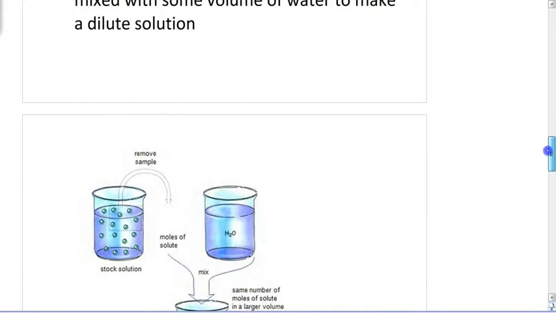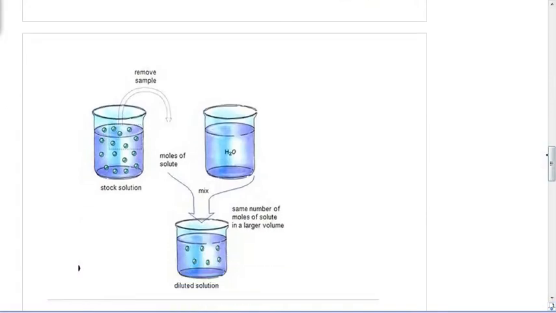But here's kind of a visual of what dilution is. So you take your concentrated stock solution here, and you take a small volume of it out. Now, you can't just take moles out, right? You can't just take out those particles because you can't see them in a solution. So what you do is you take a certain volume of that stock solution out, which contains the moles of solute that you want to have in your final solution, your dilute solution, and then you add enough water to get to the volume and concentration that you want.